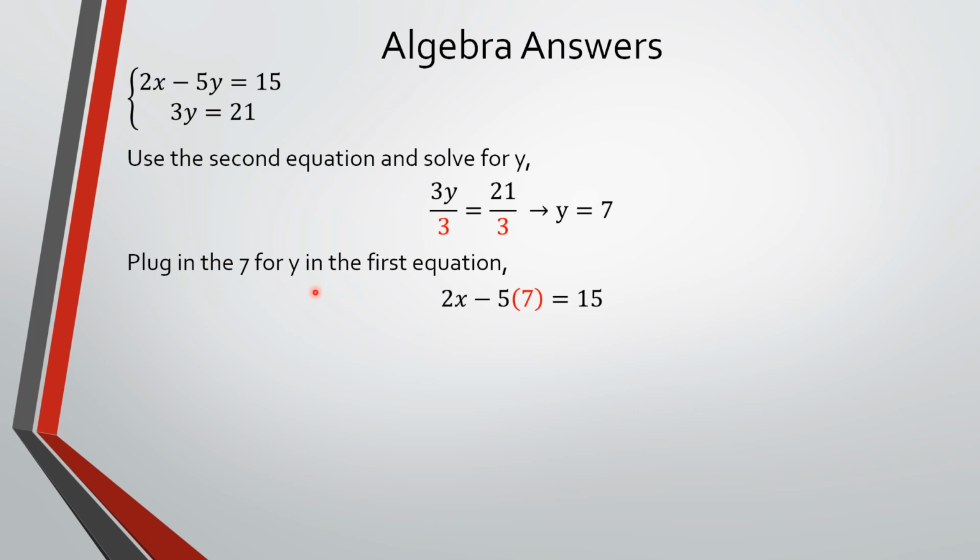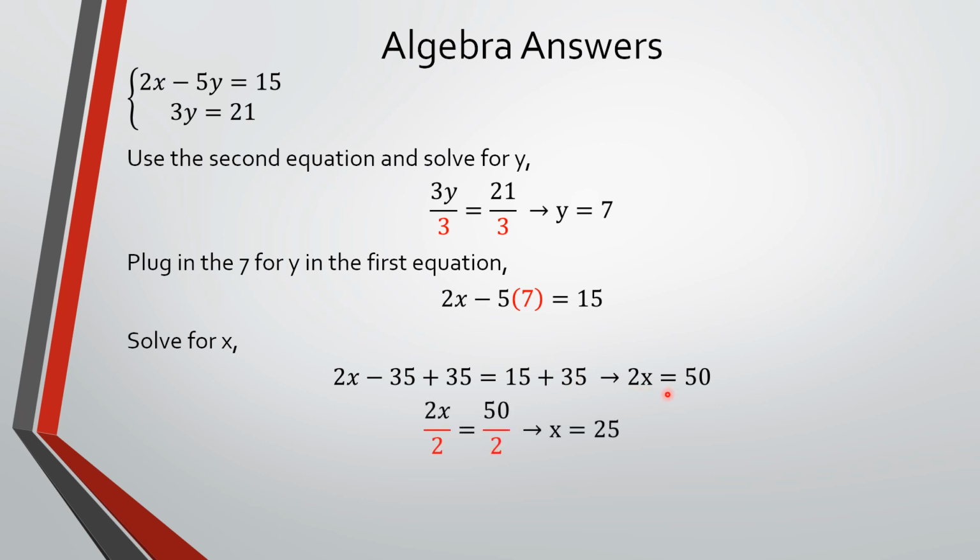So 2x minus 5 times 7 equals 15. So we're just plugging it into this equation, okay. That's where this came from. Solve for x. We'll just do the basic steps. This is 35 here, it's negative 35, so we'll add 35 to both sides. We get 2x equals 50.